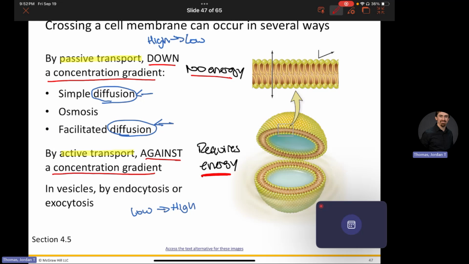If you're active, you're doing work, you're using energy, and you're pushing against the gradient. You're going from low to high. If you're passive, laying in bed, you're not using energy. But if you're active, if you're running, working out, doing some type of physical activity, you're using energy. So that's the difference: passive, no energy; active, needs energy.